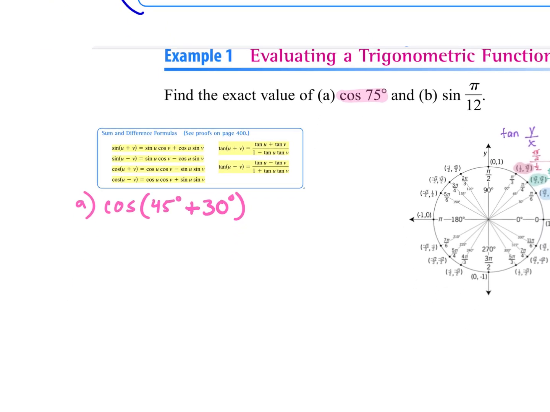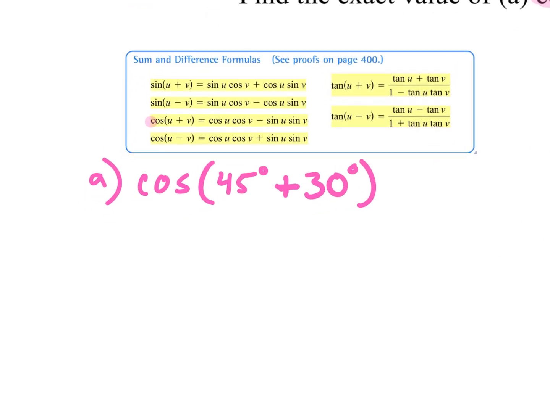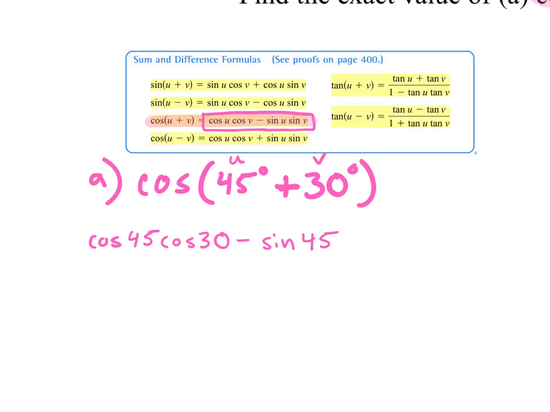So we always want to either add or subtract using two numbers that are on the unit circle. Since we're going to use cosine and we're adding the two numbers together, we're using this formula here, so the right side of it is what we're using. Here it uses u and v. The first number is going to be your u. The second one's your v. So we can just plug those in. Cosine of 45 times cosine of 30 minus sine of u, which is sine of 45, times sine of 30.